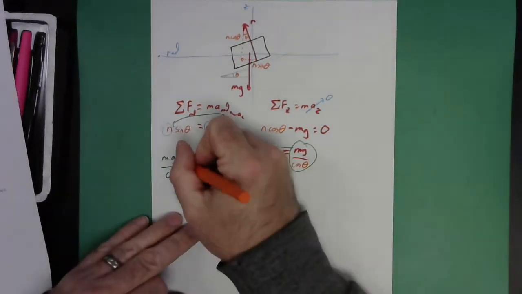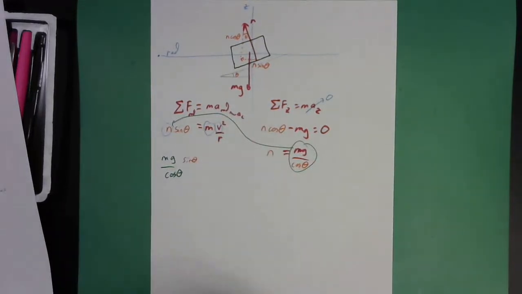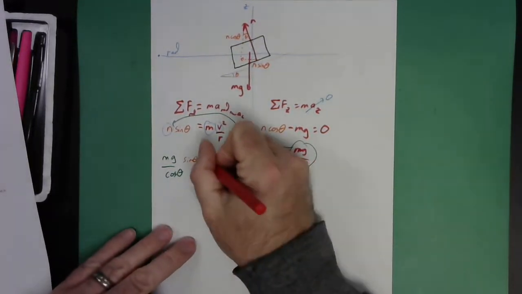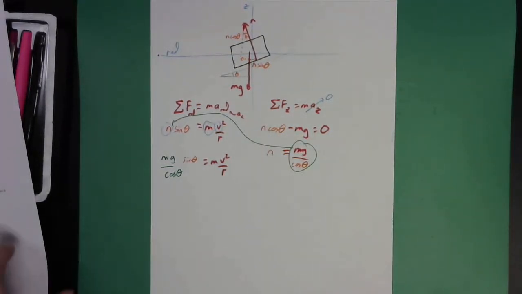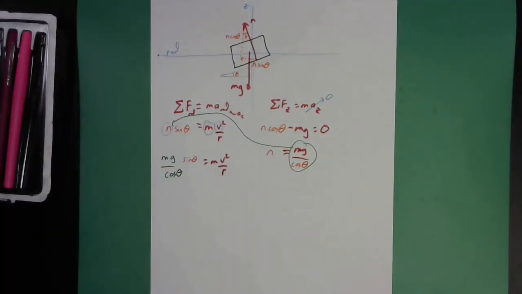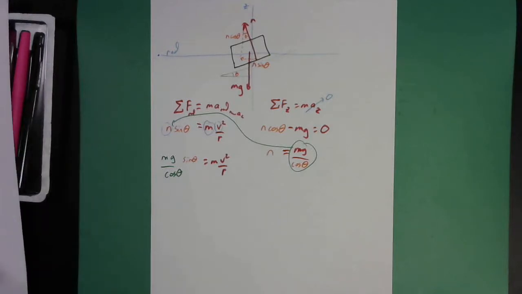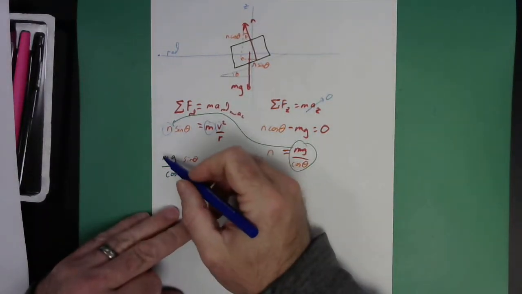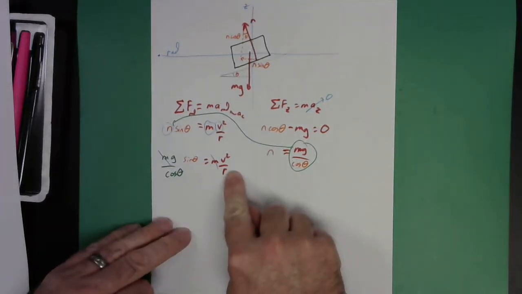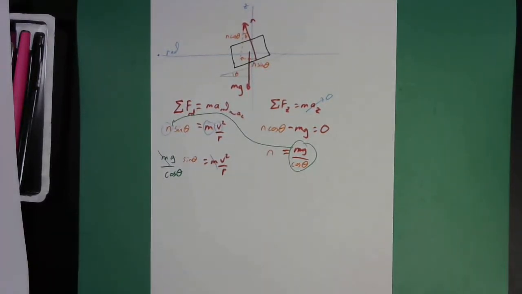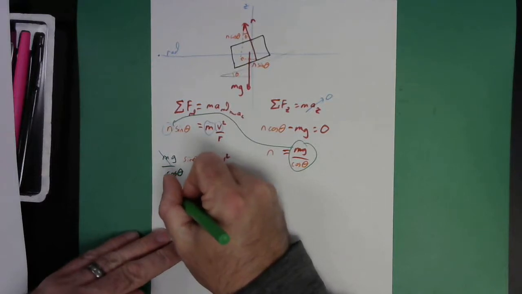Then I've got sine theta equals mv squared over r. And you say, hey, look at that. What's in both terms? Yeah, there's an m in both terms. So I can divide both sides by m. I'm trying to find that speed. Let's just move the r over there. And now I'm going to have g.